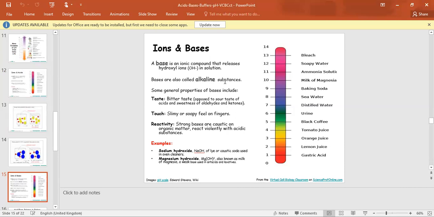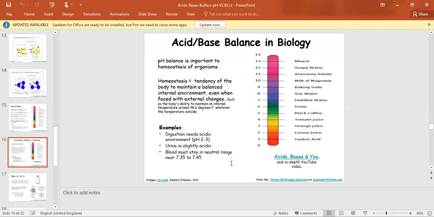Bases are also called alkaline substances. Some general properties of bases include taste: bitter, as opposed to the sour taste of acids. Touch: a slimy or soapy feel on fingers. Reactivity: strong bases are caustic on organic matter and react violently with acidic substances. Sodium hydroxide, or caustic soda, is used in oven cleaner. Magnesium hydroxide, also known as milk of magnesia, is a weak base used in antacids and laxatives.